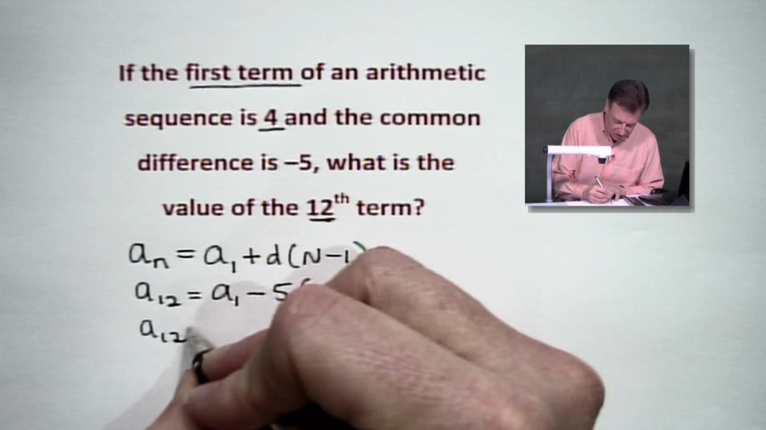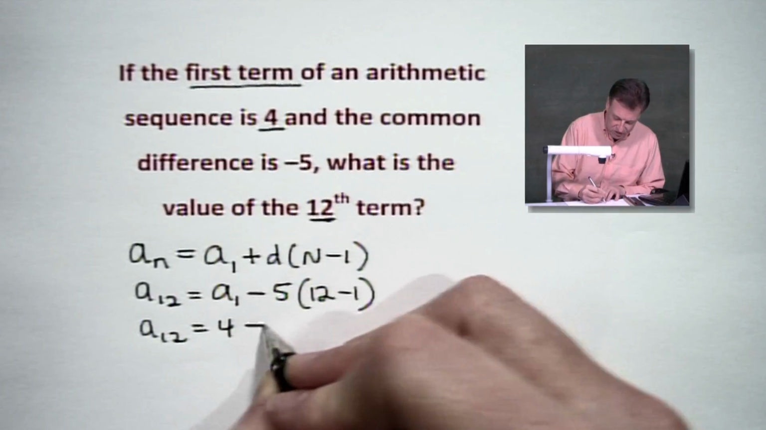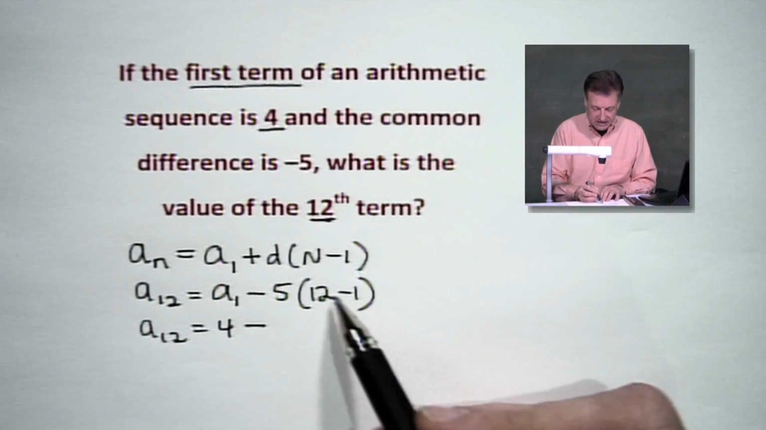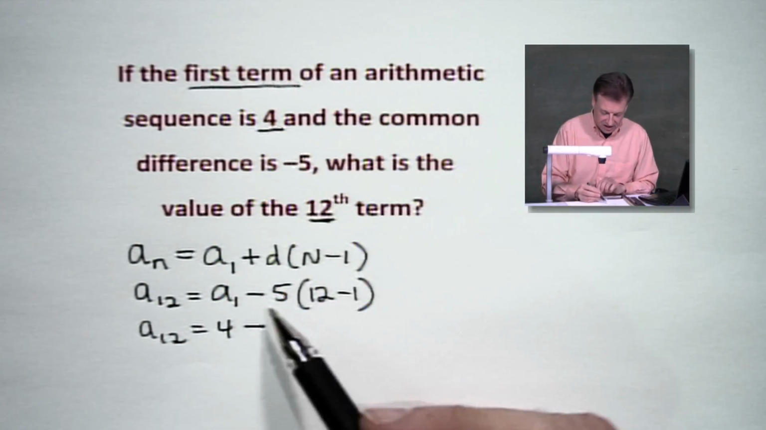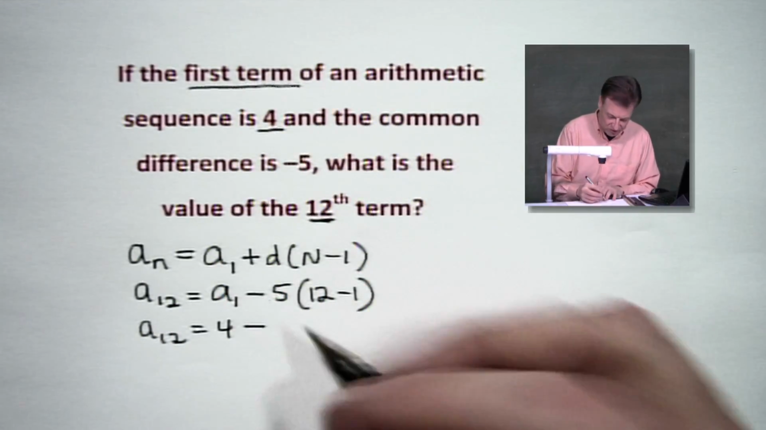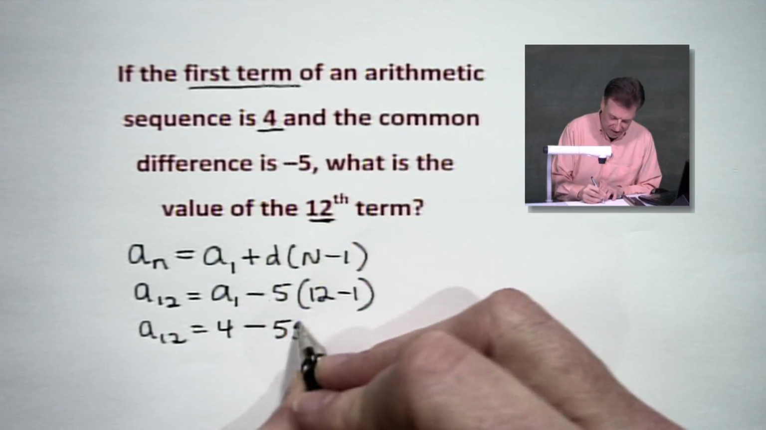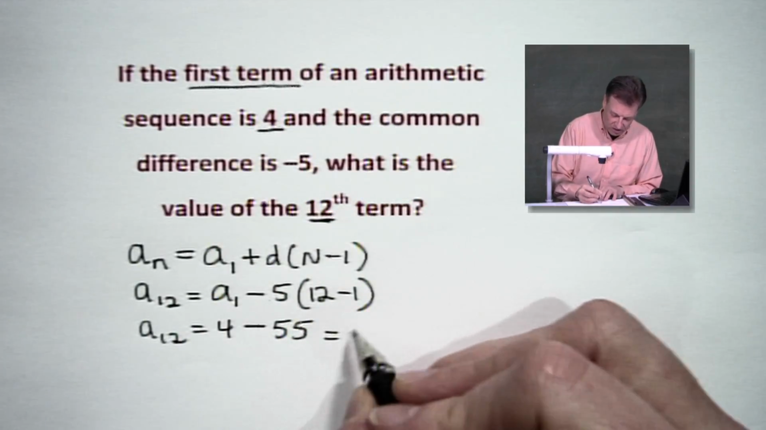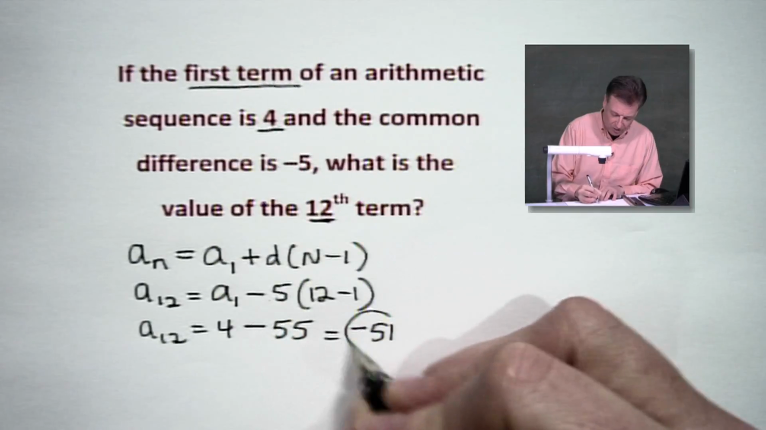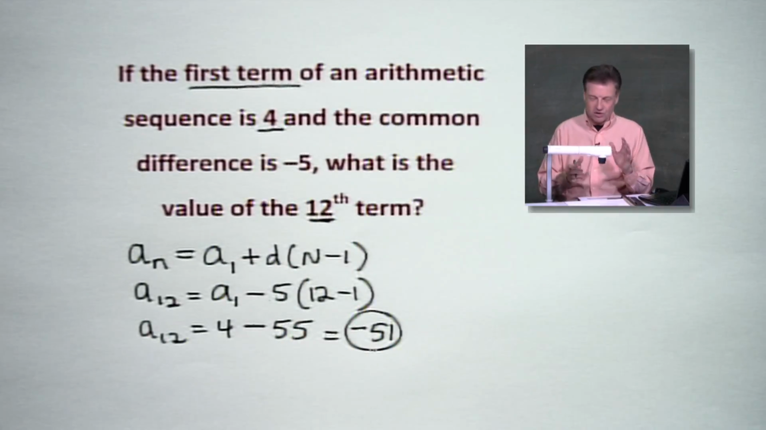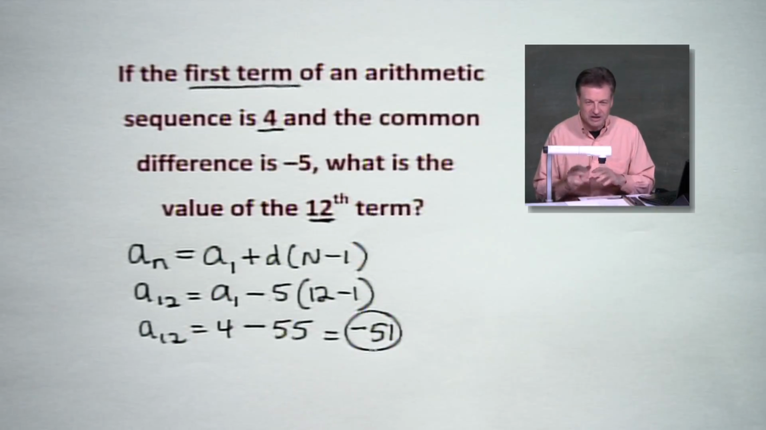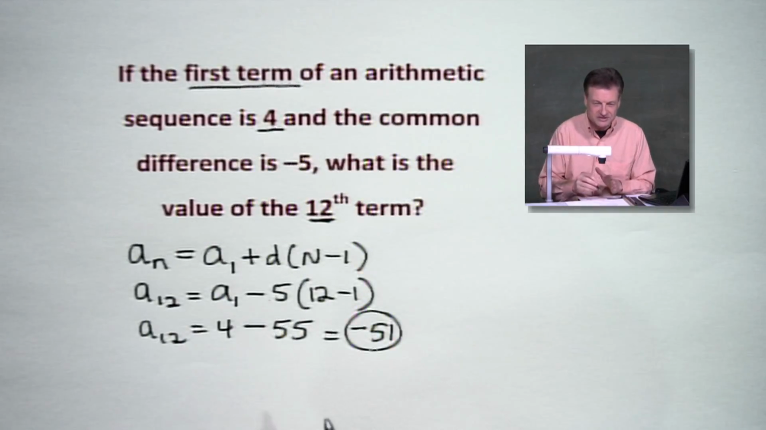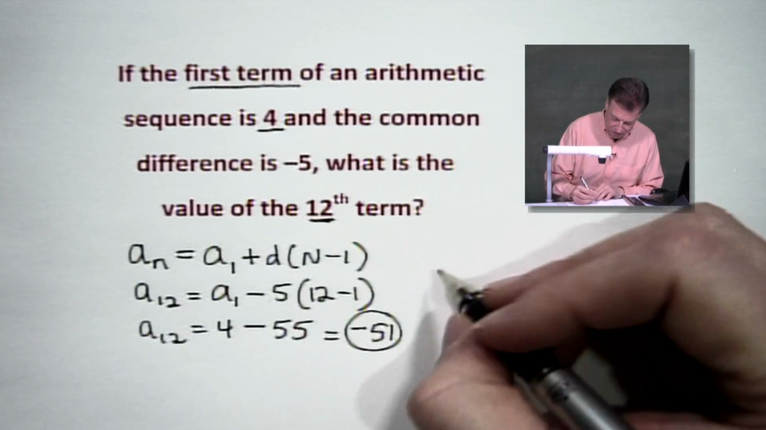So our 12th term is 4 plus -5 times 12 minus 1. Why don't we go ahead and figure this one out? We can do 12 minus 1 in our head. That gives us 11. 5 times 11 is 55. So we're going to do 4 minus 55, which is going to equal -51. Now, for those of you who tune in on YouTube and Facebook when we work these out live, you say, Ernie, are you sure? Sure I am.